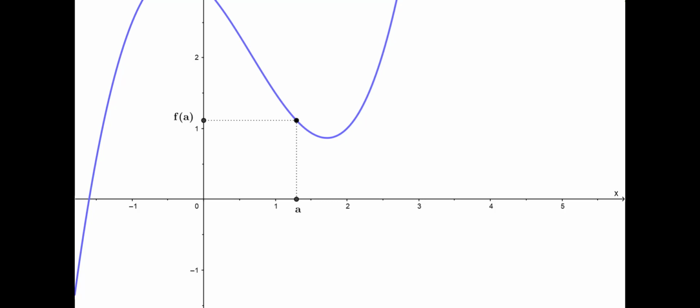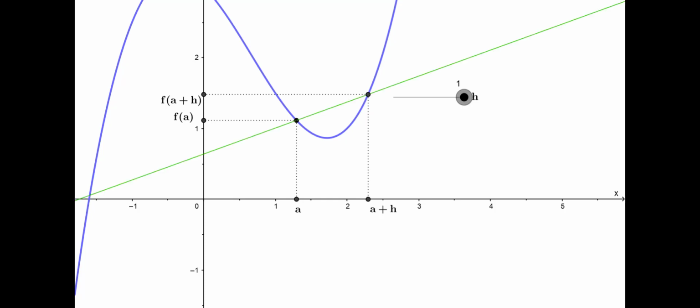Okay, all right, so that's where I was. Okay, now I'm at H. Now I go to the next thing. A plus H just means the point moves over, and you have a function value. That's what I just did. Now what we do is we get a secant line. Now that's kind of where we were so far.